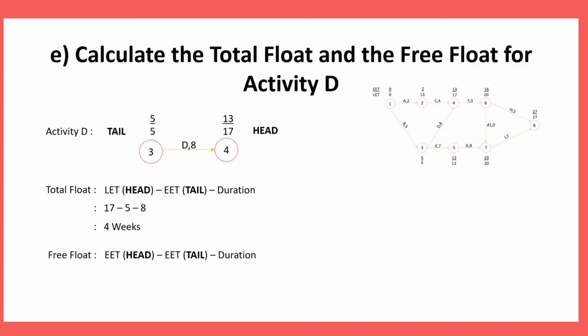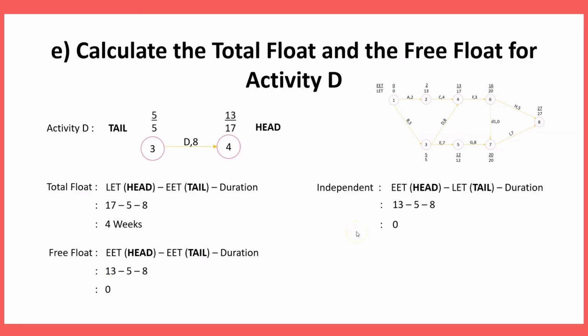Secondly, we have to calculate the free float, for which the formula is EET head minus EET tail minus duration. EET head 13 minus EET tail 5 minus the duration 8 equals 0. For independent float of D, the formula is EET head minus LET tail minus the duration. EET head 13 minus LET tail 5 minus the duration 8 equals 0. And that's all for question E.